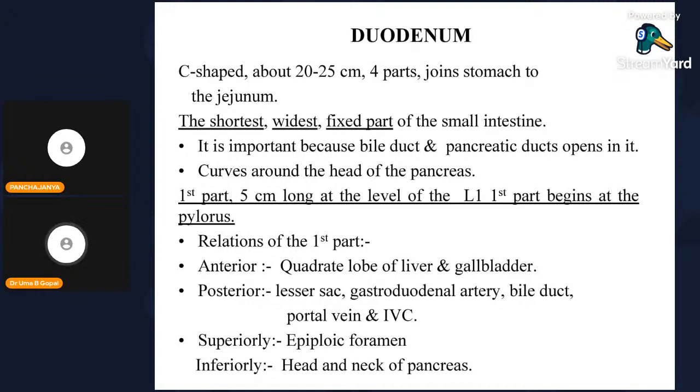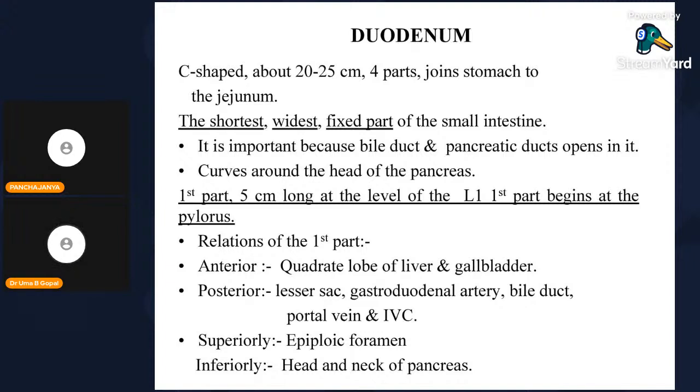First part 5 centimeters long at the level of L1. First part begins at the pylorus. Relations of the first part. Okay. Visceral relations. Anterior: quadrate lobe of the liver and gallbladder. Posterior: lesser sac, gastroduodenal artery, bile duct, portal vein, and inferior vena cava. Superior: epiploic foramen. Inferior: head and neck of the pancreas.